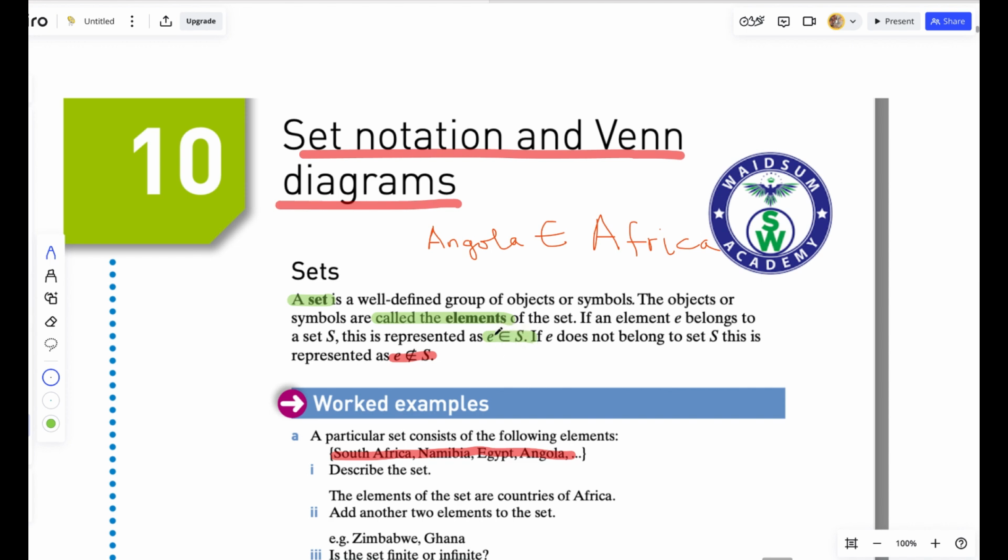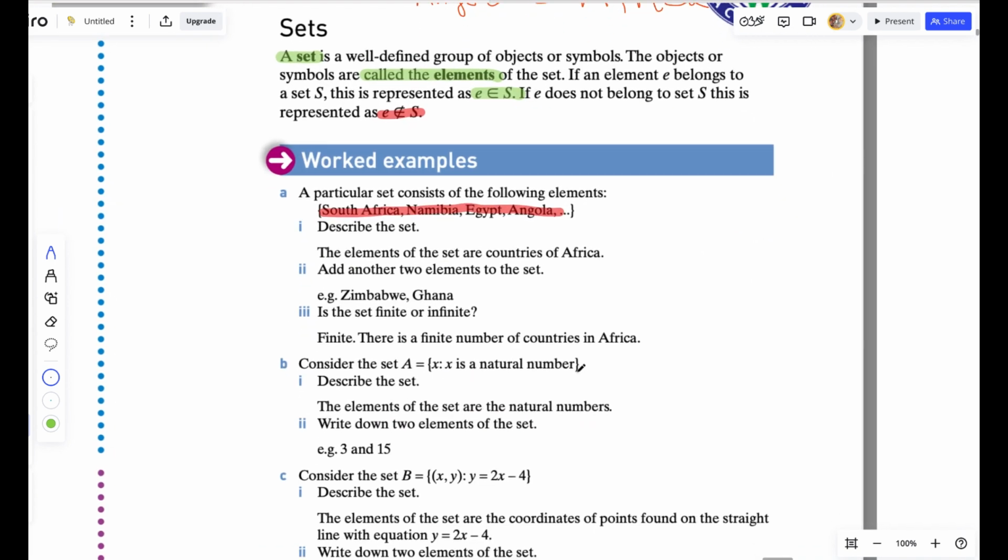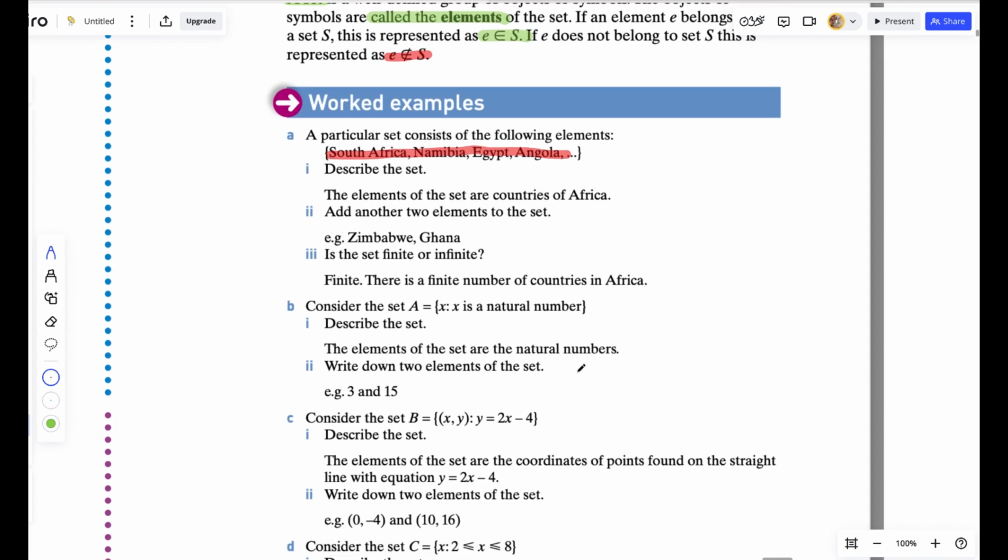Nigeria is an element of Africa. Burkina Faso is an element of Africa. So let's go on since we understand this first concept. A set is defined as a collection of similar things that are put together. Now let's take a look at this first example. A particular set consists of the following elements: South Africa, Namibia, Egypt, Angola, and then it continues. This three-dot sign means it continues; that's not the end.